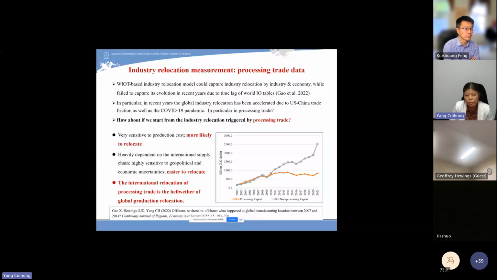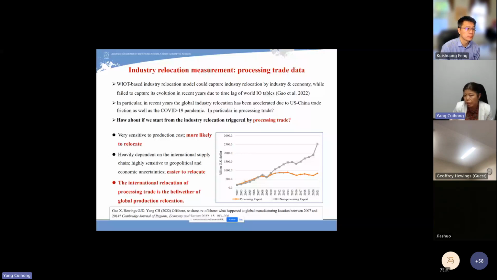Actually, for the past several years, our group has just focused on the global industrial relocation. We had a paper published on a world input output database based industrial relocation model. It can capture the industrial relocation by industry and by economy, while more often we have some time lag in the publication of world input output tables.